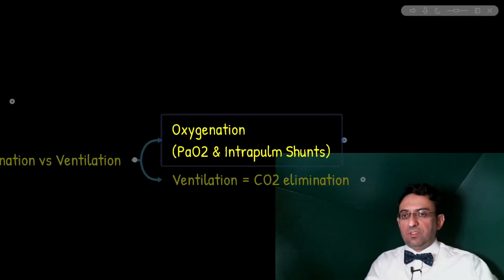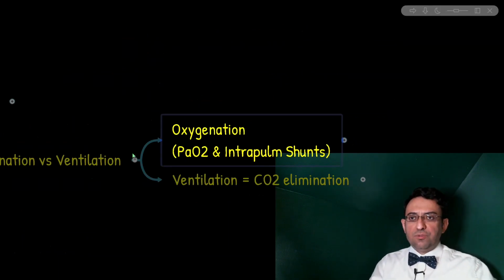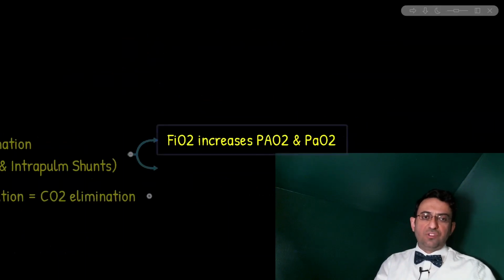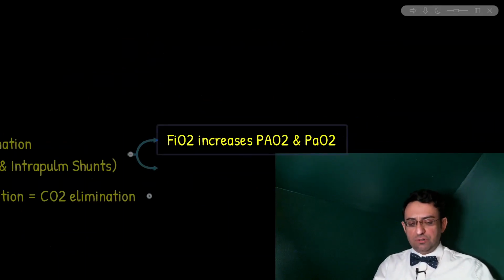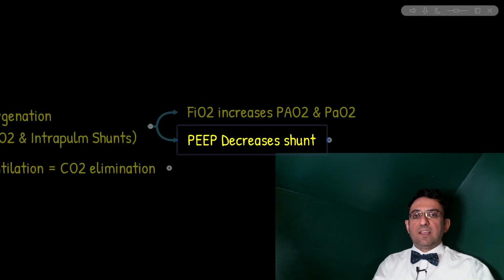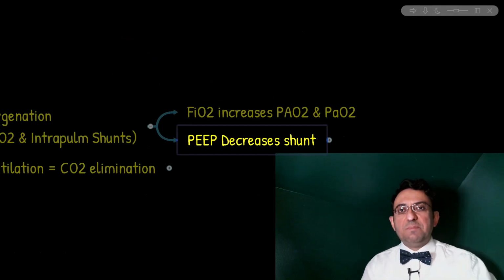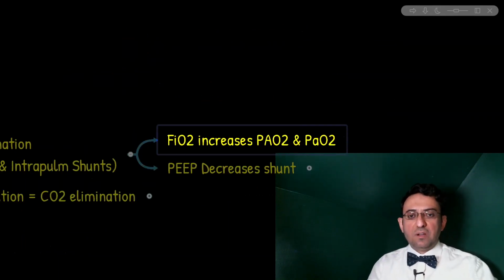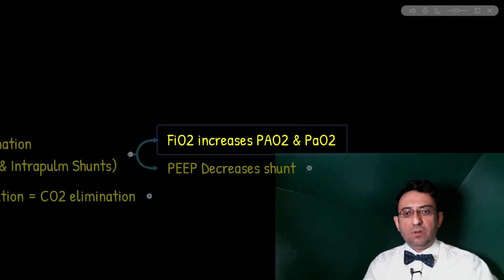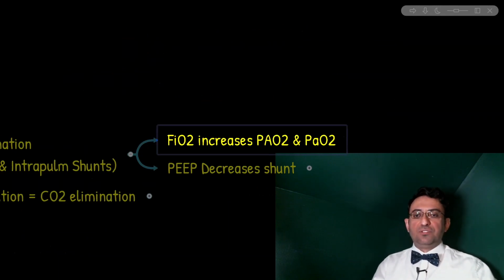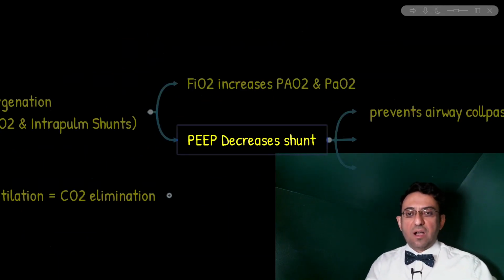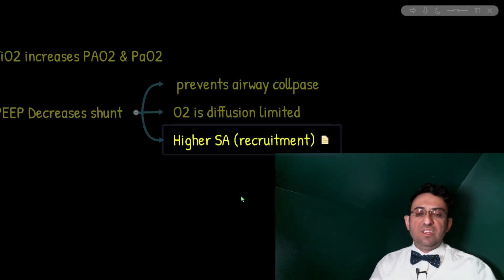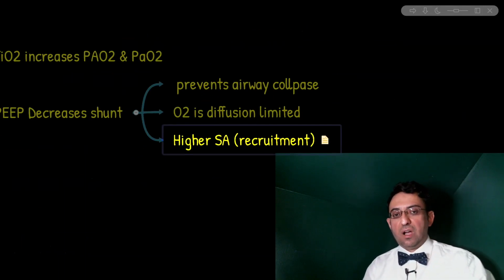We have two indices of oxygenation and two indices of ventilation, that's CO2 elimination. So what are the indices of oxygenation? They are FiO2 and PEEP, or positive end expiratory pressure. PEEP is the same as EPAP, expiratory positive airway pressure. What's the effect of FiO2? It increases alveolar and arterial pressures of oxygen. What are the effects of PEEP? Well, it prevents airway collapse by increasing surface area through the process of recruitment.